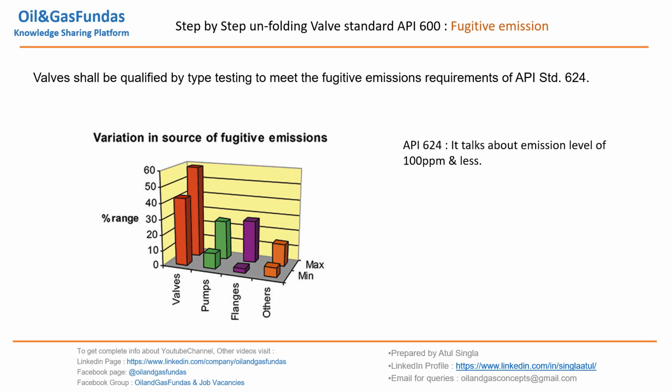Now this is something which has been added very recently in API 600, which is related to fugitive emission. If you see here, this is a very interesting graph. This is the source of fugitive emissions in an operating plant. This is minimum, this is maximum. This is minimum through pumps, flanges and others. So if you see, even the minimum is very high if you talk about valves. Maximum is again very high for valves as compared to other sources of emissions. So it talks about an emission level of 100 ppm or less. This is a mandatory requirement which has to be covered as per API 624. So this clause has been recently added in API 600. We need to take care of fugitive emissions and design our valve so that we keep our emission limits within this.